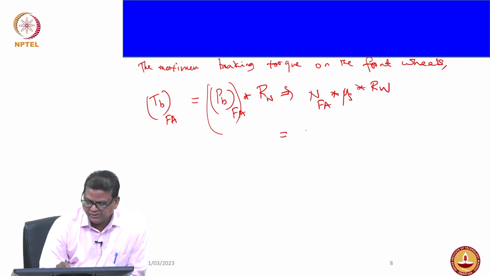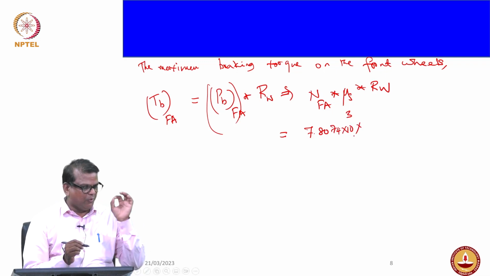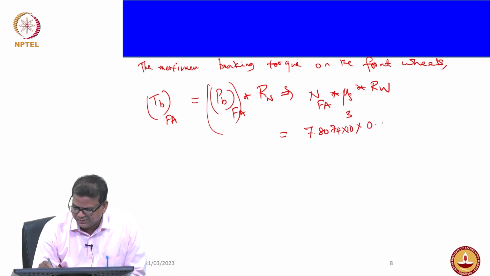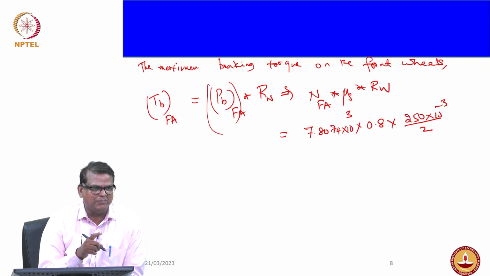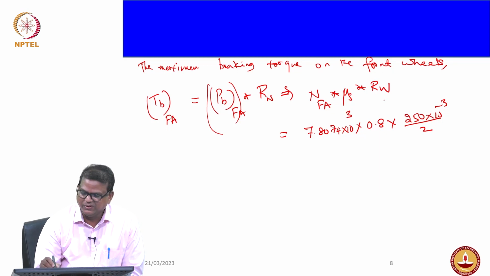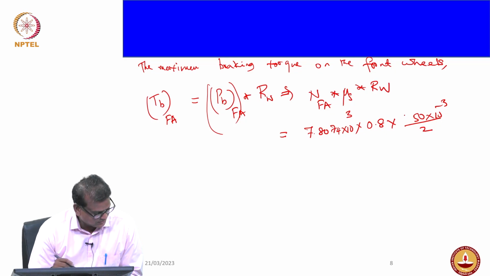Okay. So my NFA I already know, that is 7.874 into 10 power 3 Newton. Mu s is given as 0.8, right? The diameter is 250 millimeter, but we want the radius, okay, 250 by 2. I'm sorry, is it 250 or 650? 650. 250 is for the drum diameter. This is the wheel diameter. W will indicate the wheel diameter. This should be 650.